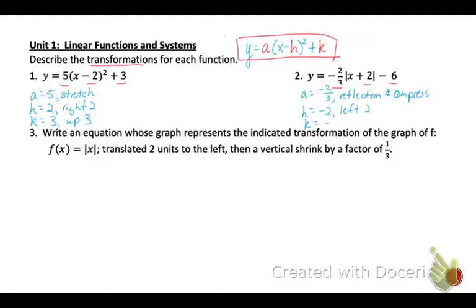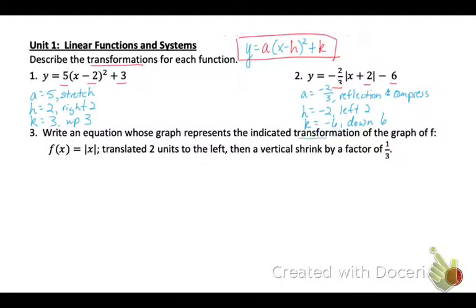The h value, we take opposite sign, which is negative 2, and that's going to shift the graph to the left 2. The k value is negative 6, and that will shift the graph down 6. Now for number 3, you need to write an equation whose graph represents the indicated transformation. So let's work backwards, and notice we're starting with the absolute value equation.